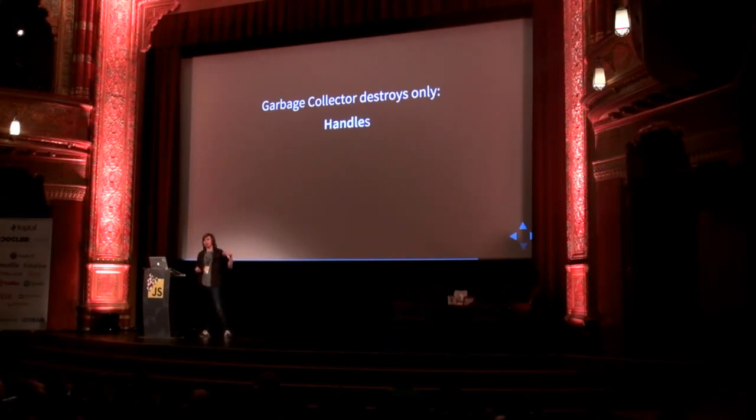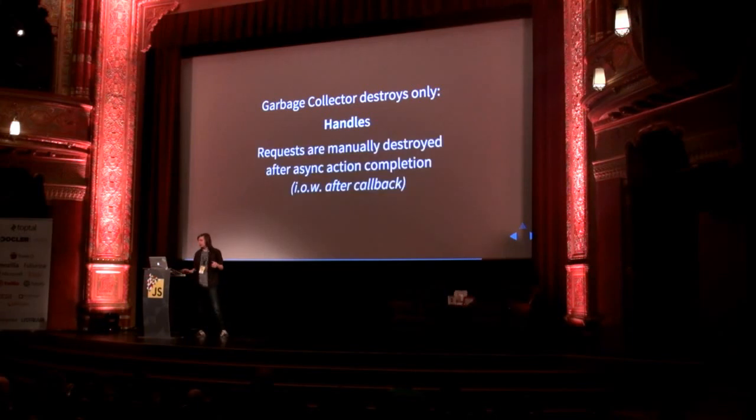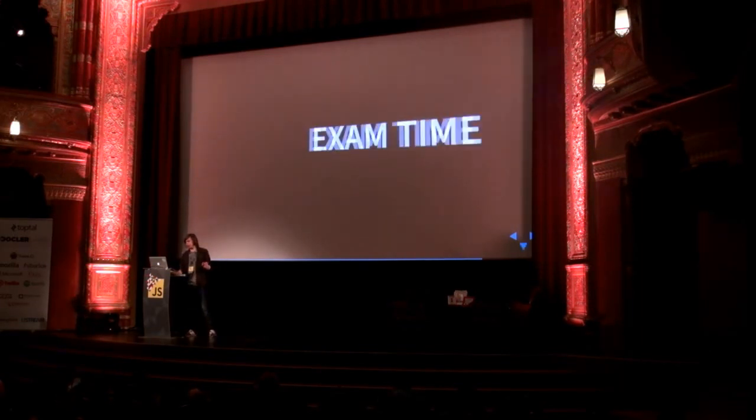When you close the TCP socket, it will be destroyed only when the V8 garbage collector decides to do this. On the other hand, requests are manually destroyed by the C++ code, so there is no need to wait for the GC to collect them. They are destroyed right after the async action completion. So once req.oncomplete is called, the async request is destroyed and it's not available anymore.